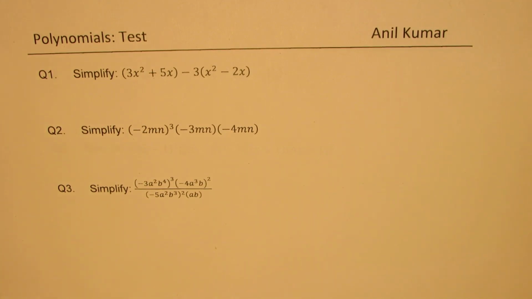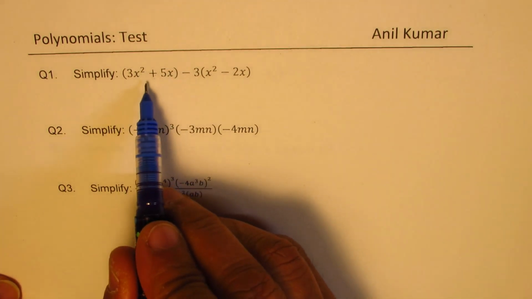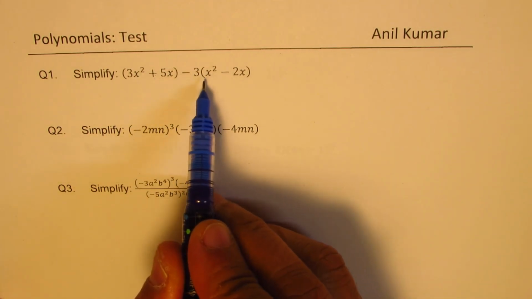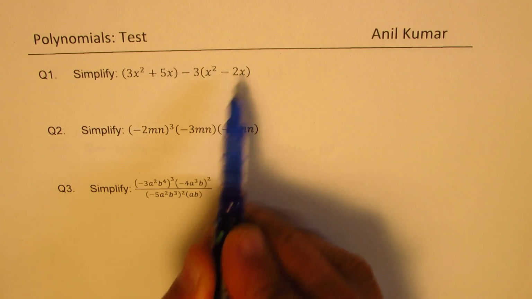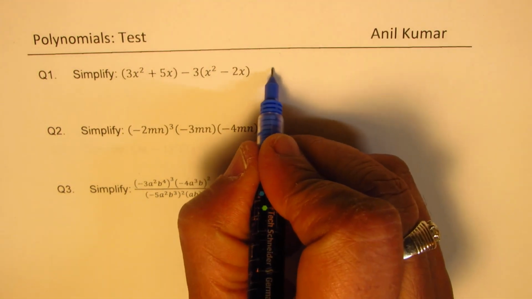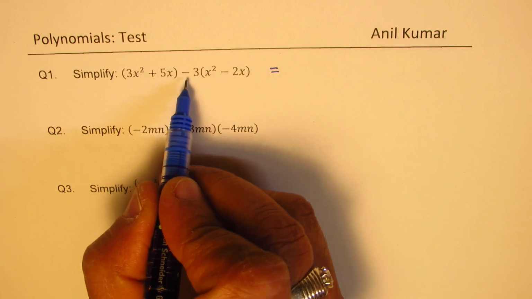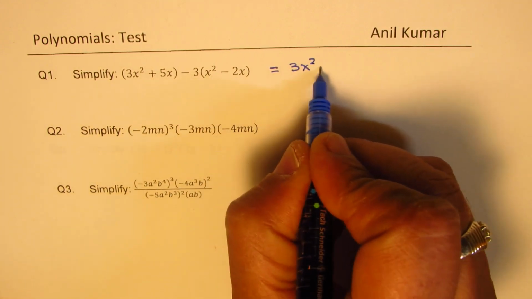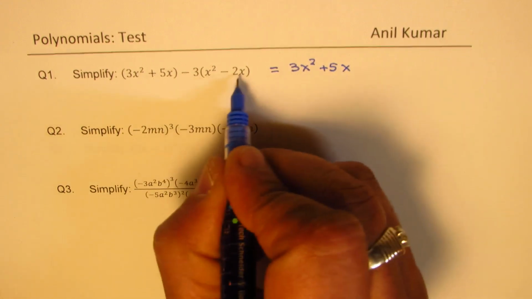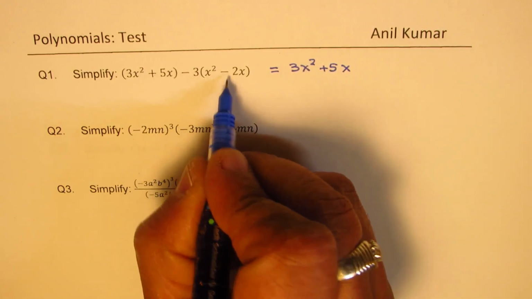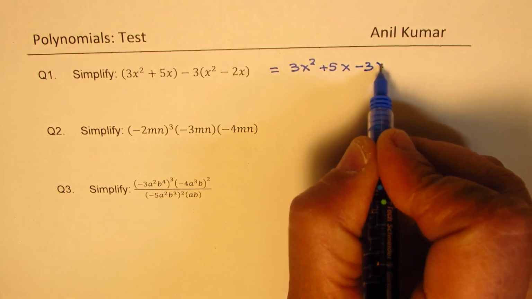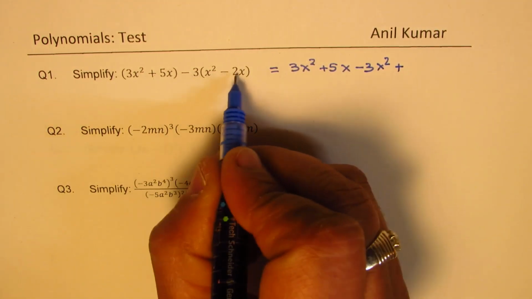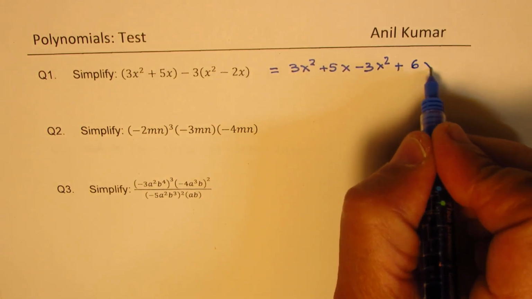The first few questions are knowledge based. We just need to simplify the given expressions. 3x squared plus 5x minus 3 times x squared minus 2x. When you open the brackets, we have 3x squared plus 5x. When you open the bracket, the sign will change here, right? So we have minus 3x squared and it becomes plus 3 times 2, which is 6x.